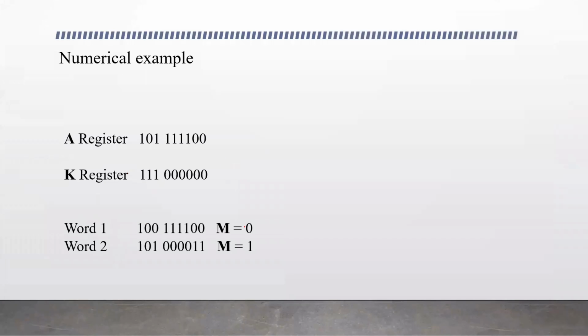So here is an example. Let's say this is the A register, meaning the argument register. The word in the argument register is 101111100. The argument register contains the word that is to be searched in memory, the search word. And the K register is the key register. The bits of this register are set to 1 where the corresponding bits in the argument register can be used as a keyword. So here, these 3 bits are set to 1 and all the other bits are 0.